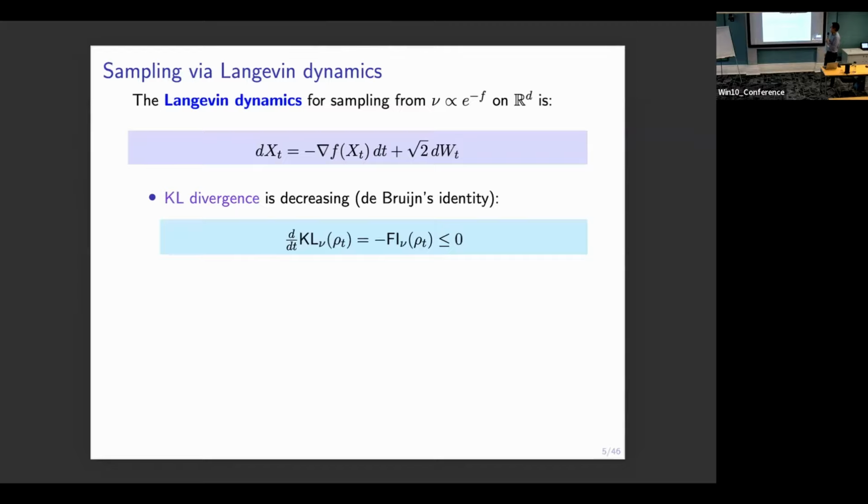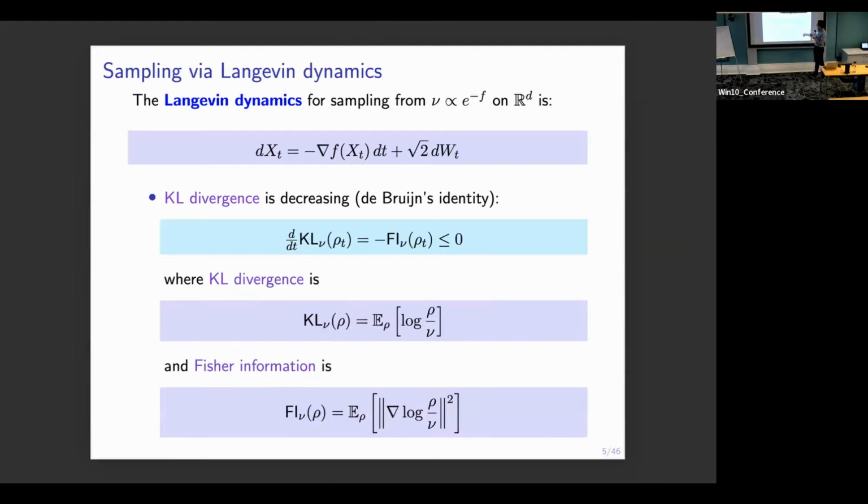So one way to see that, for example, is to say that along the Langevin dynamics, we have the following identity that's called the de Bruijn identity, or the energy identity, which says that if we differentiate the KL divergence between our current iterate rho_t with respect to the target nu, then the time derivative is something that's called the negative Fisher information, and Fisher information is always positive, so this time derivative is always negative, so the KL divergence is always decreasing to the target, which is very nice.